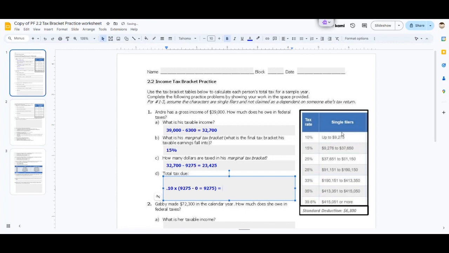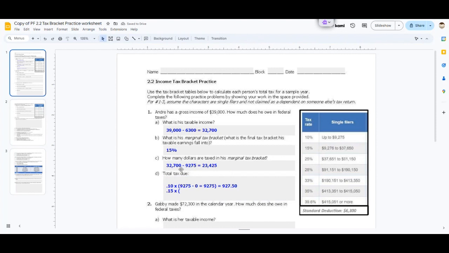So 10% of 9,275 is 927.50. And then 15% or 0.15 of the dollars that fall into this next range, which again, we happen to already calculate for part C, that 32,000, where am I?